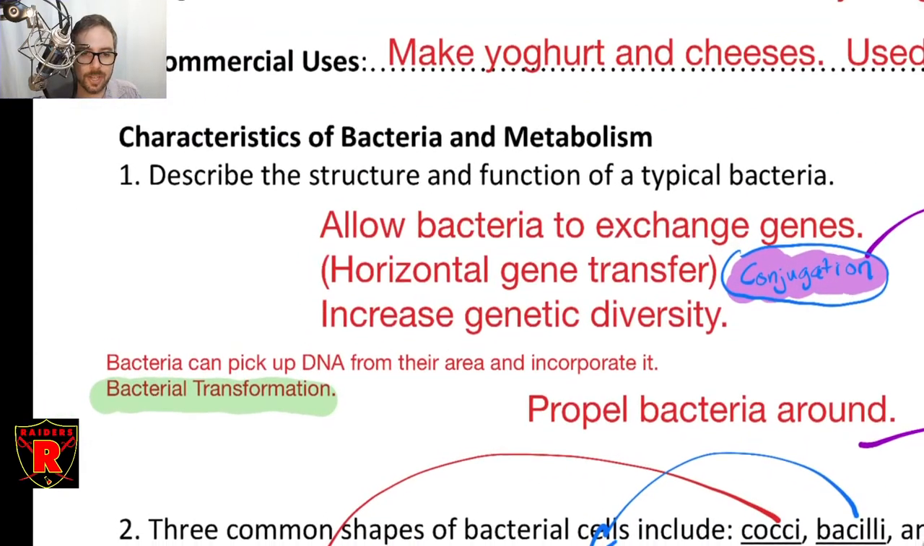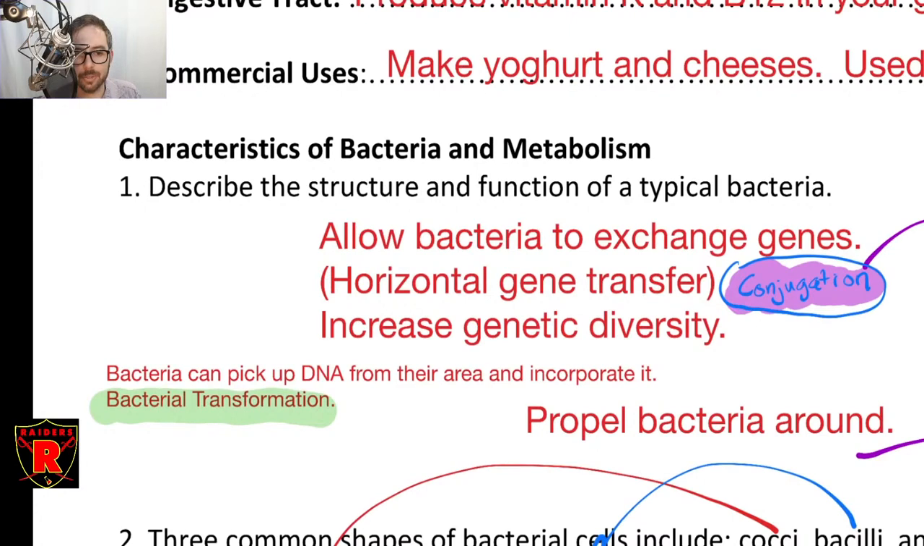I also mentioned this idea that we can give bacteria DNA. We don't have pili, so we can't give it to them through conjugation, but we can just make the bacteria suck up the DNA from their environment and incorporate it. And that process is called bacterial transformation. I mentioned that earlier, but that's the idea that we can put some genetic information into the surroundings of the bacteria and have them suck up that information and use it. So that's a process called bacterial transformation.